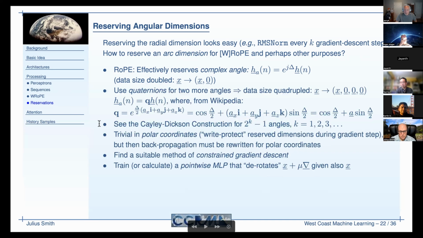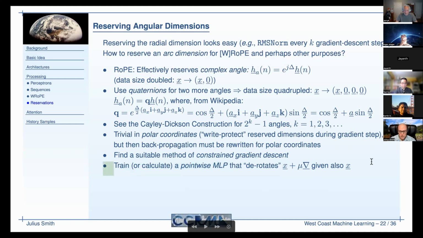And then this is just mentioning that everything's easy in polar coordinates. You can just project the dimension you want to protect. But then you have to propagate through, so you have to rewrite your backpropagation for polar coordinates, which sounds hard and possibly like a bad idea. And so you can look into constrained gradient descent. There's a lot of projection-based constrained gradient descent out there. So that can be done.